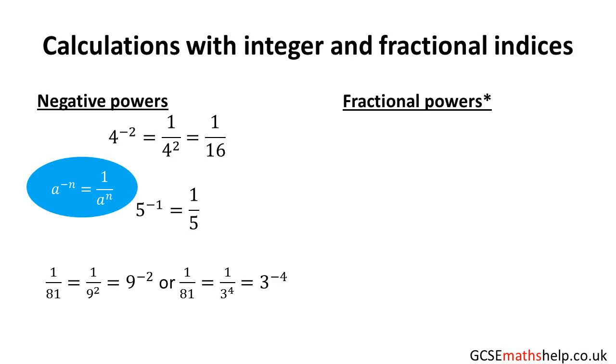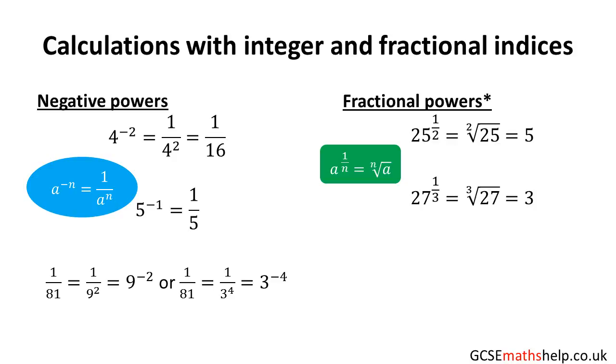Looking now at fractional powers, this is very much aimed at the higher end of the paper, the A star end. A fractional power of a half literally means the square root of something. So 25 to the half is the square root of 25, which is the number 5. And in fact, if we have 1 over n as the power, it's the nth root. So for example, 27 to the 1/3 is the 3rd root, which means it's the cube root.